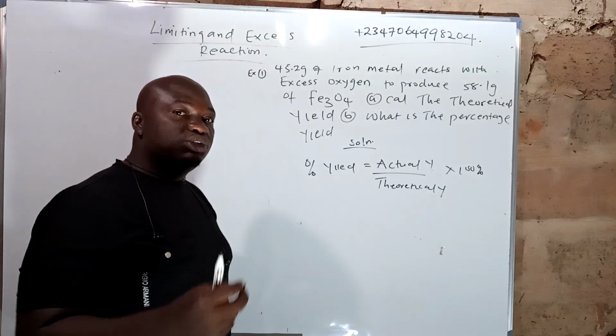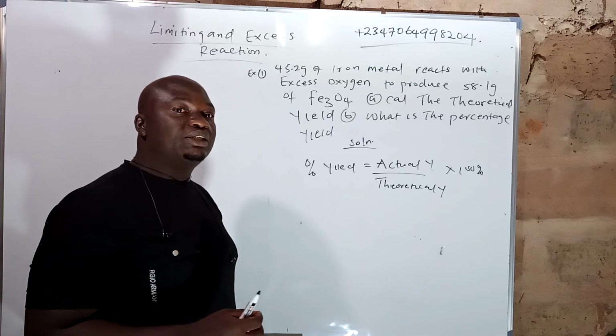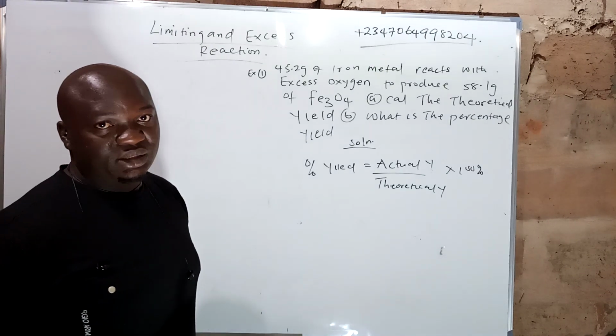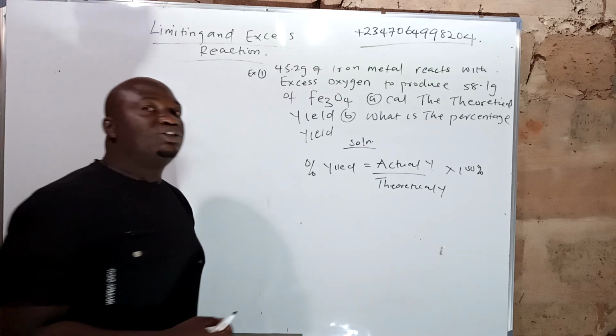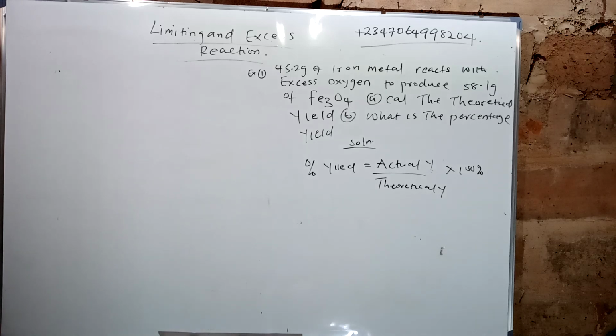And there is something you need to know. The theoretical yield is always the mass or the moles of the products. So you have to get your theoretical yield from the product side. And the theoretical yield is the maximum amount of the product.